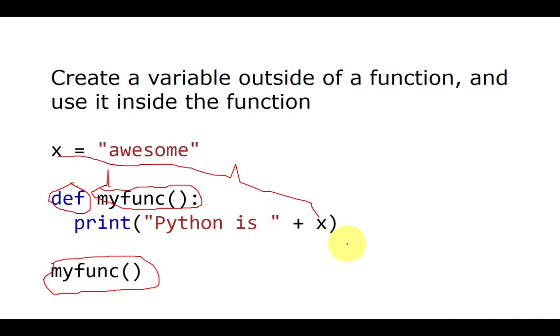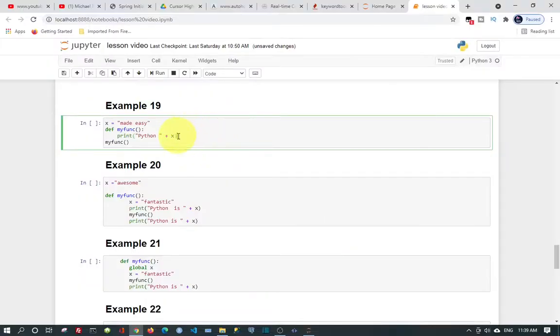I'll give you an example of this. Right here we created a variable outside of the function, and we're going to use it inside of the function. So this is our variable outside of the function right here, and this is our function. Now, this is how we're going to use it. So we created our function down here, and now we bring in our variable x and put it right here. Then once we run it, we will get Python made easy.